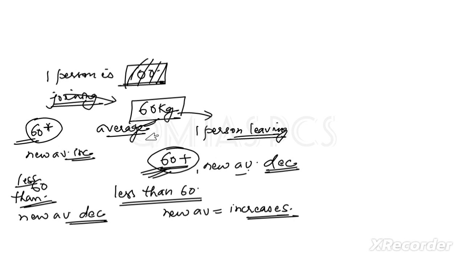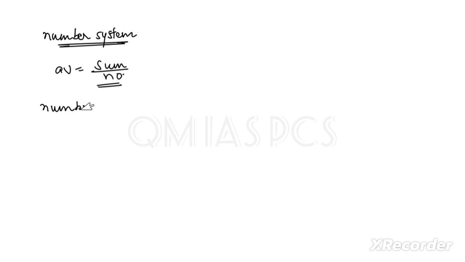Now I'm just giving you a few formulas, and we will discuss questions after that. Formulas basically from number system. I'm writing in short form: average is equal to sum divided by number. And which type of questions are they asking? Average of numbers, average age, average weight, average contribution, like money, right? This type of question.